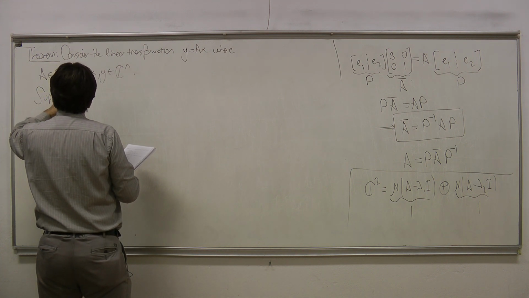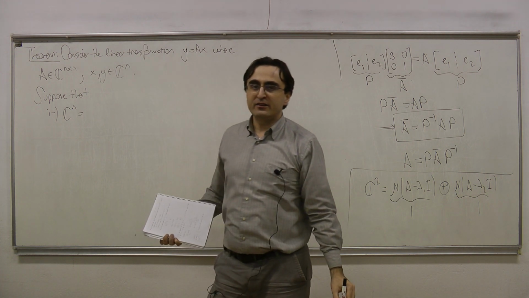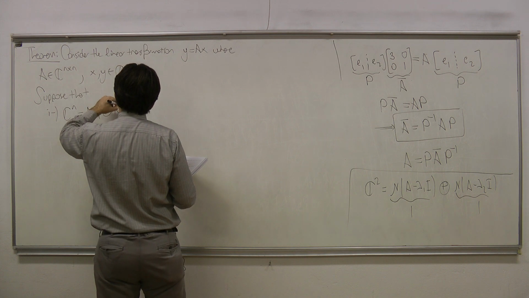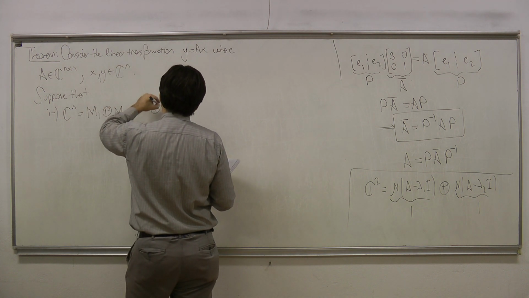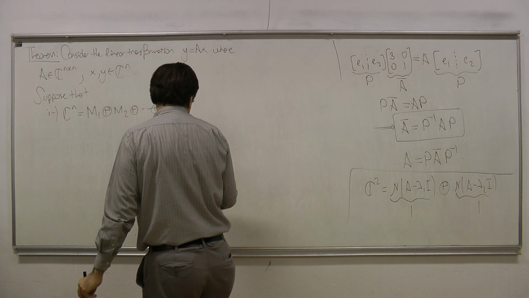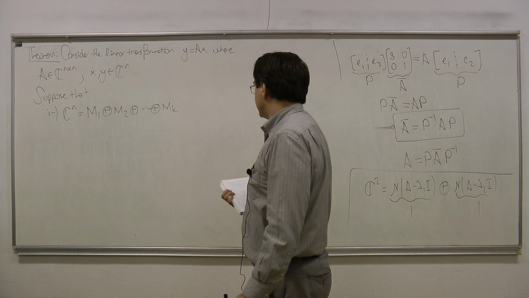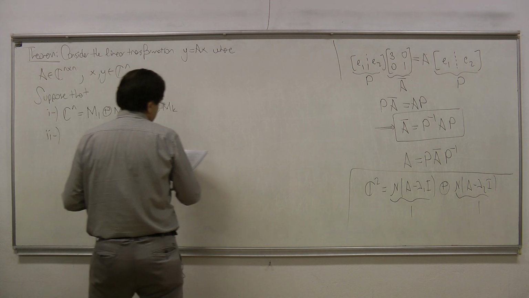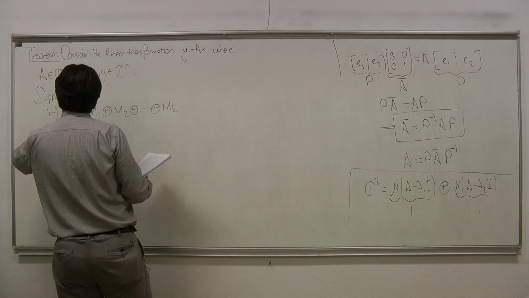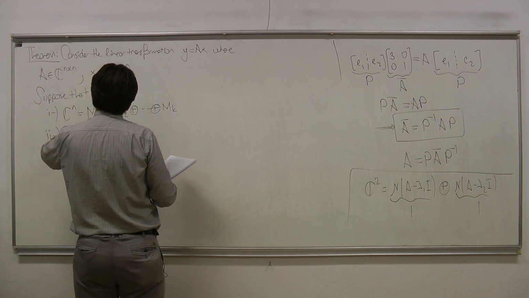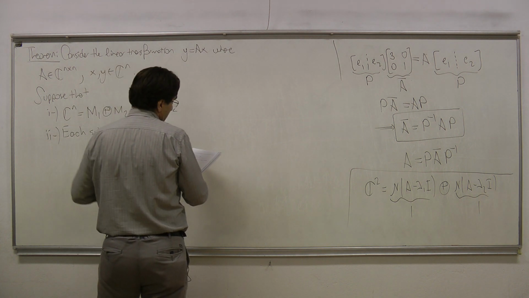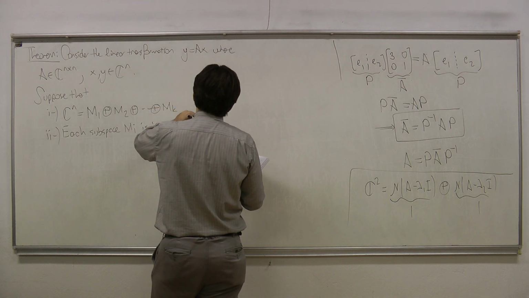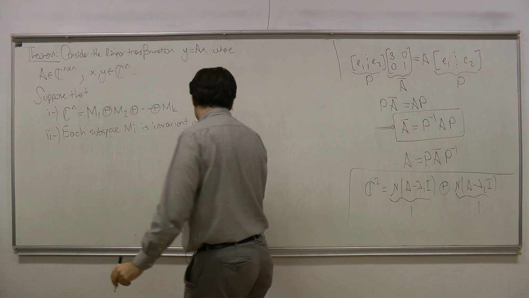Now suppose that, the first condition, I can decompose C^n into a direct sum decomposition M1, M2, up to Mk of some subspaces. These are our K subspaces. And let us suppose that, secondly, each subspace Mi is invariant under A.